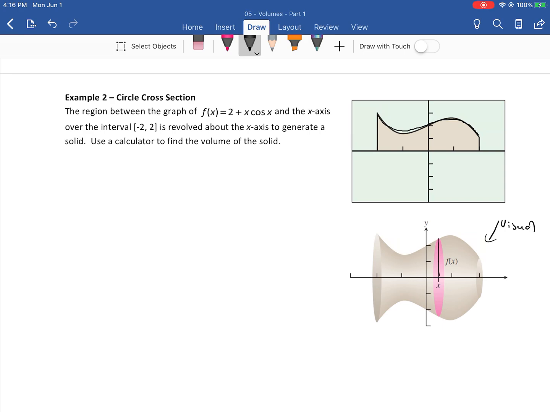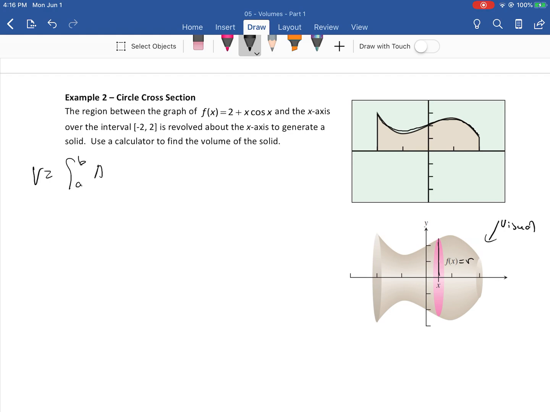So what's nice about wrapping a shape around like that is you automatically get a cross-sectional circle every single time. It's even better. The function value is the radius of the circle at each of these slices. So each of these bread slices you're doing will come out to be a circle because of that symmetrical wraparound, and its radius will just be the y value of the function.